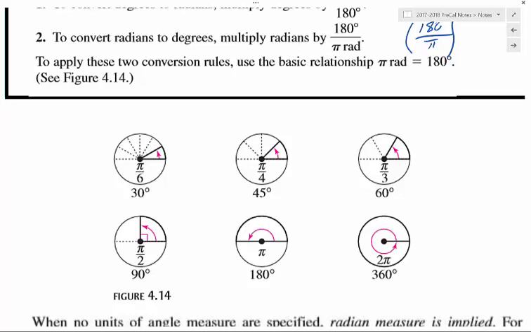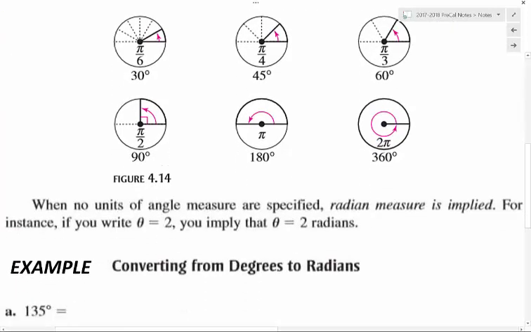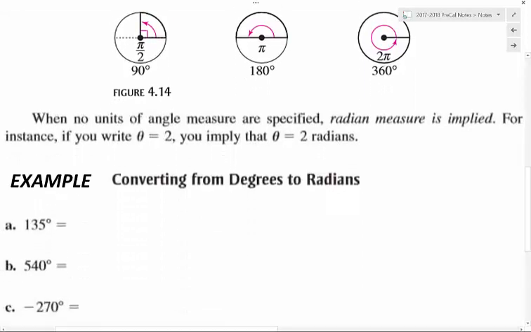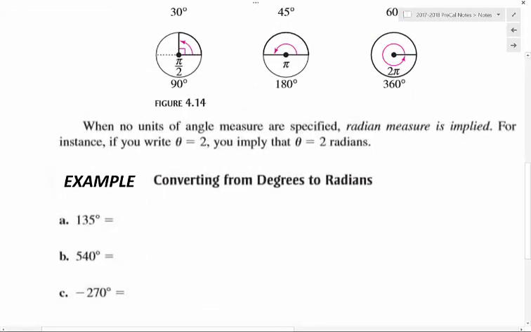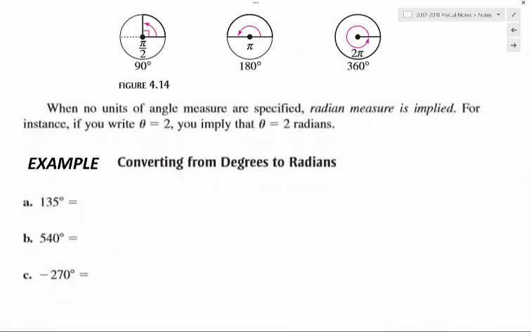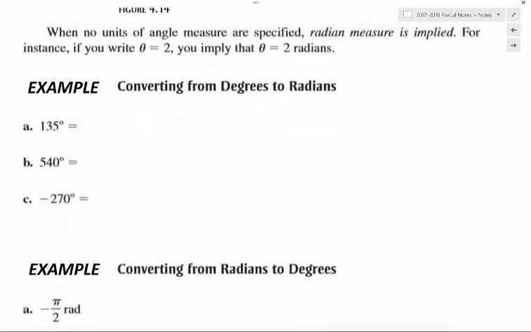We are basically learning to measure and state angles in a new language is what we're doing. When we do not specify a unit of measurement, we assume that it means radians. So if I say that theta equals 2, then we're saying that the measure of angle theta is 2 radians. So converting from degrees to radians, I multiply by pi over 180. So I get 135 pi over 180.